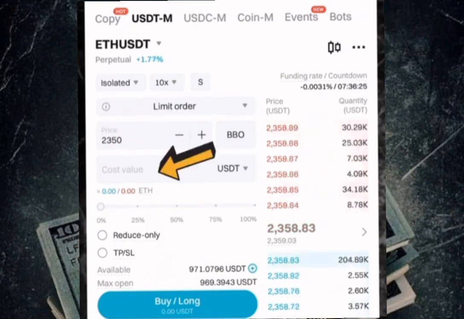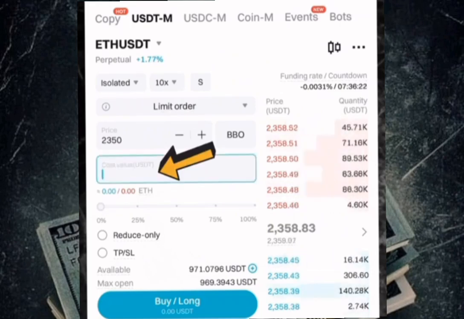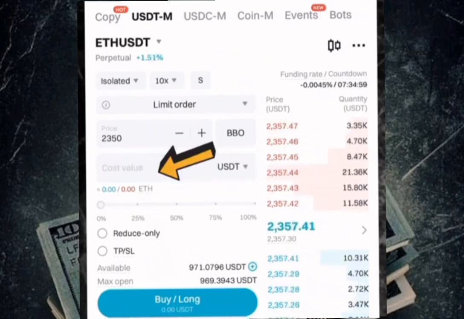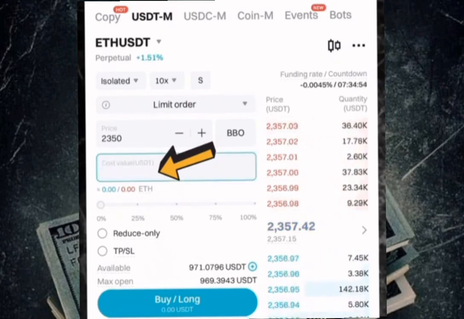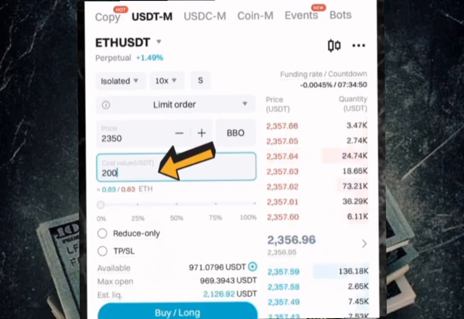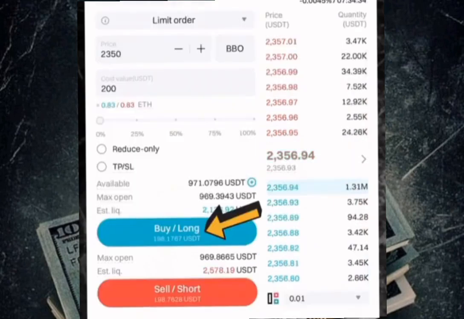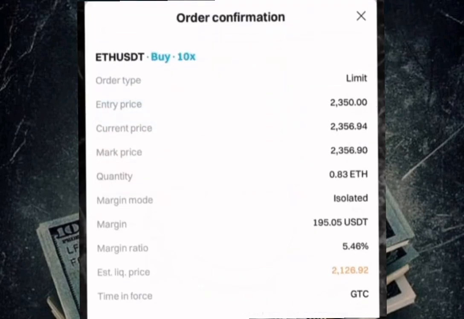And then when you have this cost value, enter the amount you want to drop from your wallet. So make sure that it is on cost value right here. It is the amount you are dropping from your wallet. So, for example, I want to drop $200 from my wallet for this trade. Just enter 200 right there. And then you go right here and click on buy or long. And then it will show you all of the details of your trade. And then you click on confirm.